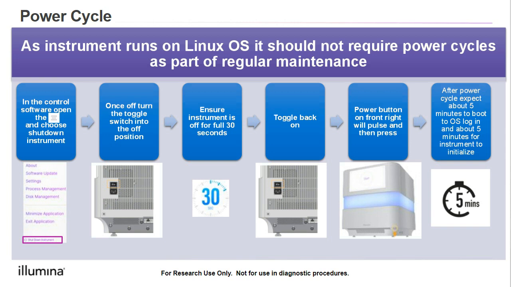We'll then ensure that the instrument is off for a full 30 seconds. For this, I like to set a lab timer to ensure that I am waiting that 30 seconds because it's critical that we do wait the full 30 seconds. We'll then toggle the instrument back into the on position and wait a moment. Once we see the button on the front bottom right side pulse, we can then press it to turn the instrument fully on. After the power cycle, it's expected to take about 5 minutes to boot into the operating system to log in, and then an additional 5 minutes for the instrument to initialize.